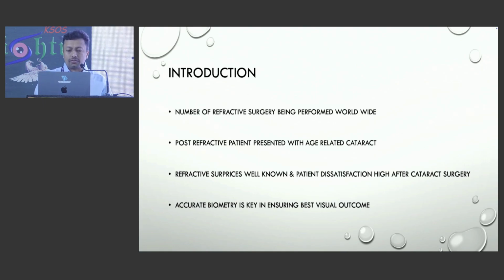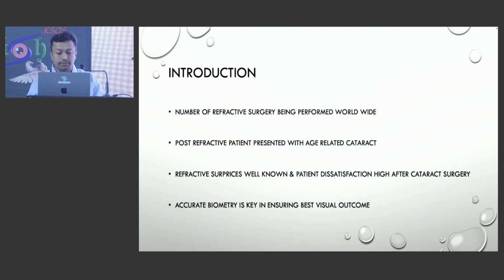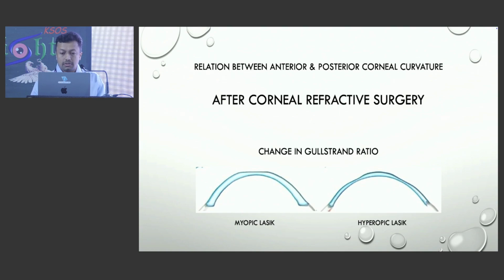So in this era of refractive surgery, the number of refractive surgeries performed worldwide is increasing. So the post-refractive cataract volume is also slightly coming up due to age. The refractive surprises are well known, and the refractive dissatisfied patients are also increasing. So what is the key? It's accurate biometry. So it's just the basics.